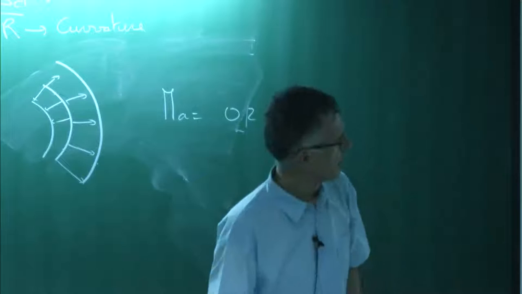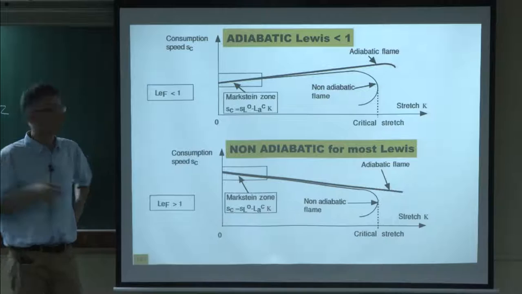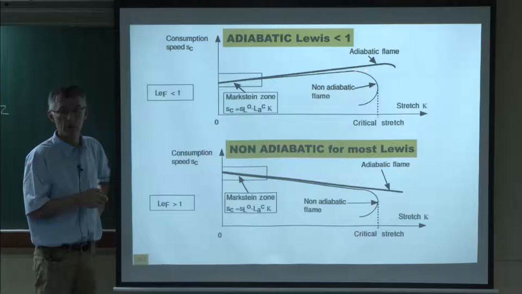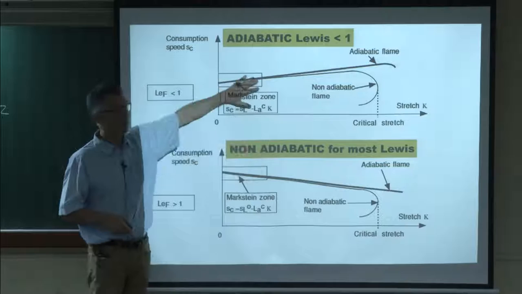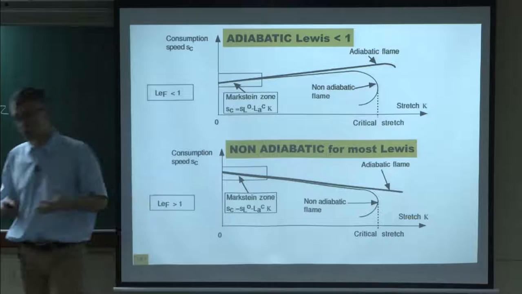If you do a Lewis number less than unity, because you have 1 minus Lewis in the expression, you see that here, when you stretch the flame, it will actually burn more. And if you stretch it enough, then at some point it will quench. But that's an opposite case compared to Lewis number greater than unity, where the stretch will decrease the flame speed and then you have quenching. So this would be a propane lean flame. This would be a methane, hydrogen lean flame. And so you see that stretch is playing a role.